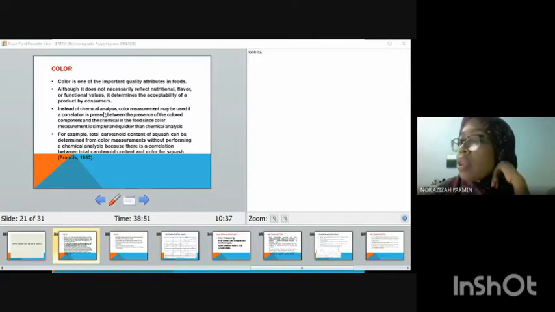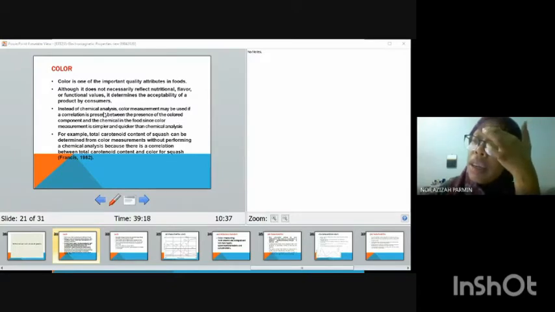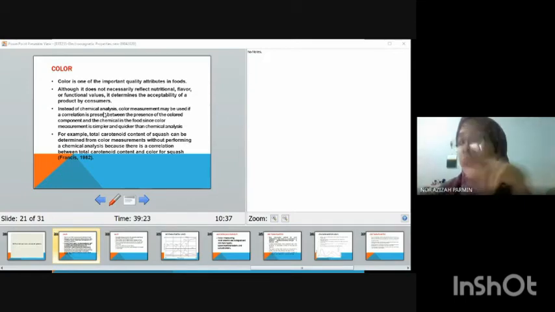For example, total carotenoid content of squash can be determined from color measurement without performing a chemical analysis because there is a correlation between total carotenoid content and color for squash. This is based on a citation, Francis 1962, who was the first researcher to find this correlation between total carotenoid contents.